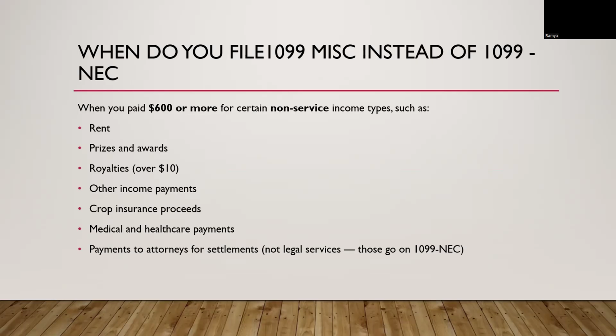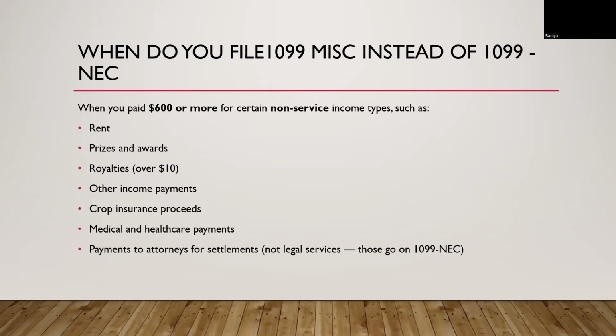Oftentimes people get confused between the 1099 miscellaneous and the 1099 non-employee compensation form. The non-employee compensation form is usually for when you are making a payment for a service. But when you make a payment for non-service income, then you issue a 1099 miscellaneous. For example, rent income: you issue a 1099 miscellaneous form. Prizes and awards, royalty income, and most of the time health insurance payment proceeds also get reported under a 1099 miscellaneous.